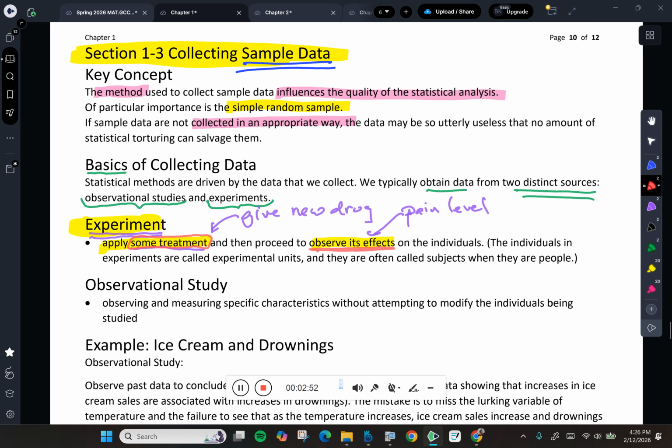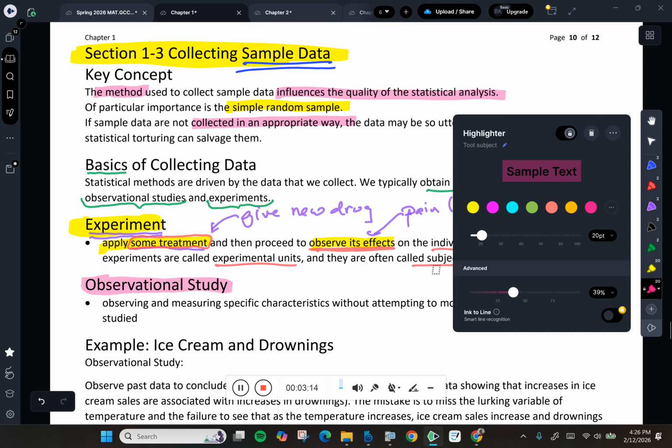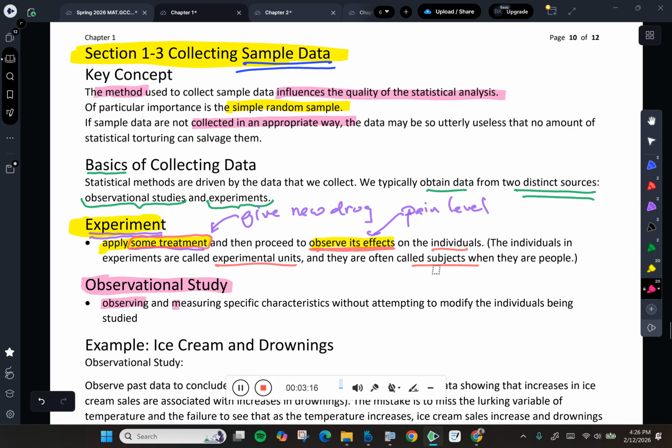So you're actually reaching out and touching each experimental unit. The experimental units are the individuals, or if they're people, we sometimes call them subjects, but the members of the sample group. Contrast that with an observational study. Now, in an observational study, there is no poking with a stick. All you do is observe and measure whatever it is you care about, and you do nothing to modify the reality of the situation.